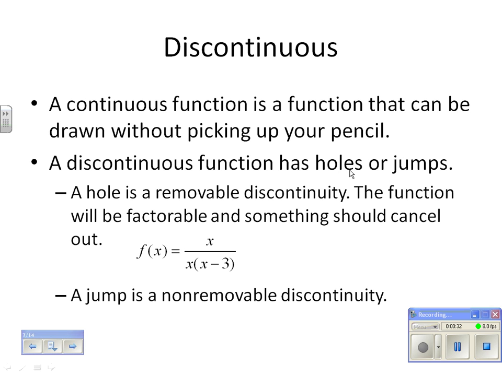If it has a hole, that's a removable discontinuity because it's only at that one spot that the graph does something weird and has just a hole there. Otherwise, if we took that out, if we removed that discontinuity, then it would actually end up being continuous. What happens on an equation that would cause that is if you have something that you can factor on the top and the bottom where something would cancel out.